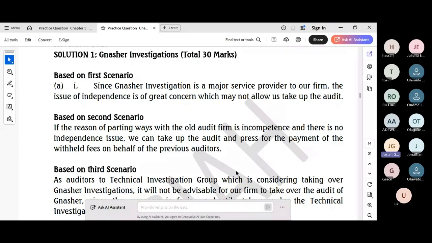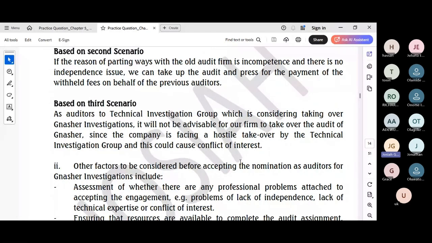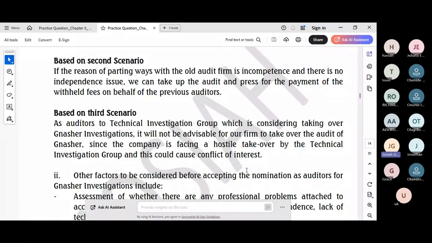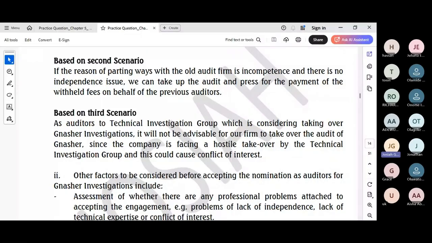And I think you also need to speak to the third scenario, talking about the hostile takeover from an existing client. This creates a conflict of interest. Auditing two opposing parties in a hostile takeover situation is a clear violation of ethical standards, and the firm cannot act for both under such conditions. That, I think, should suffice.